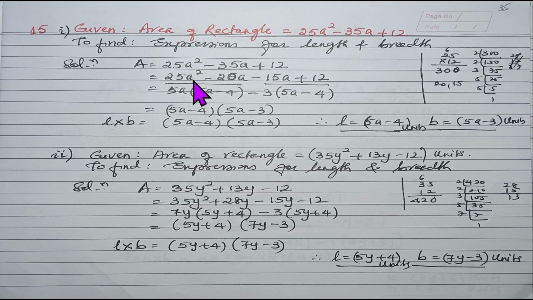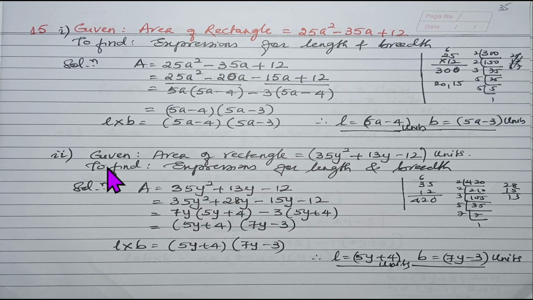By the middle term splitting method we get 25a square minus 20a minus 15a plus 12, or 5a in the bracket 5a minus 4, minus 3 in the bracket 5a minus 4. That means the two factors are 5a minus 4 and 5a minus 3. That means the area, which is length into breadth, gives length as 5a minus 4 and breadth as 5a minus 3. So these are the expressions of length and breadth, and that is exactly what has been asked when the area is given to us.